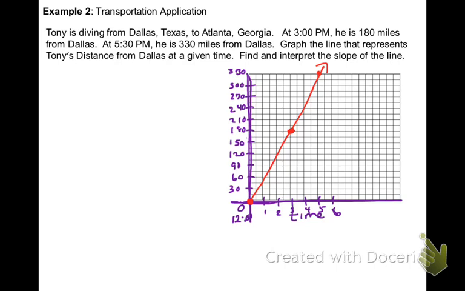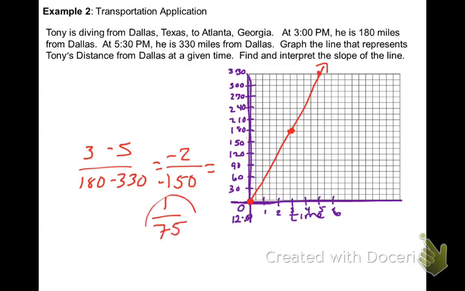And you would find the slope. You would do 180 minus 330 over 3 minus 5. So it's negative 150 over negative 2, which is 75. So the slope is 75 miles per hour. They drove fast.